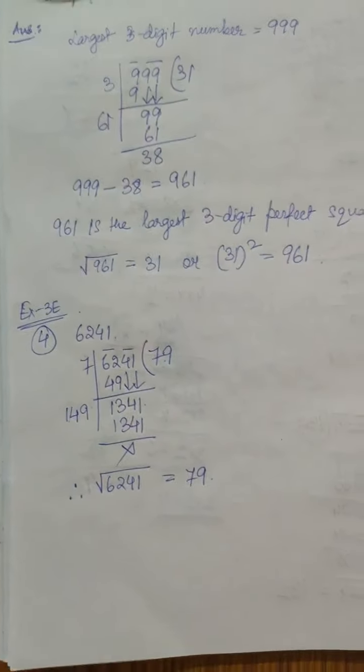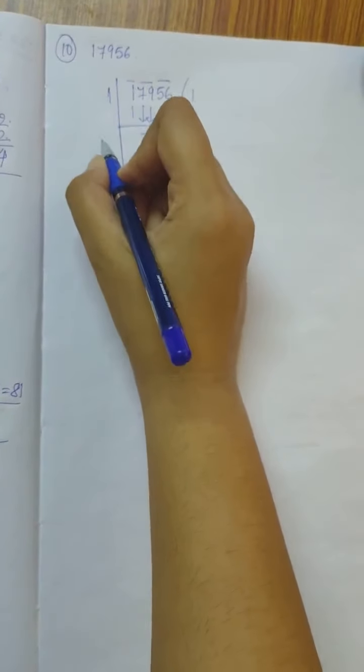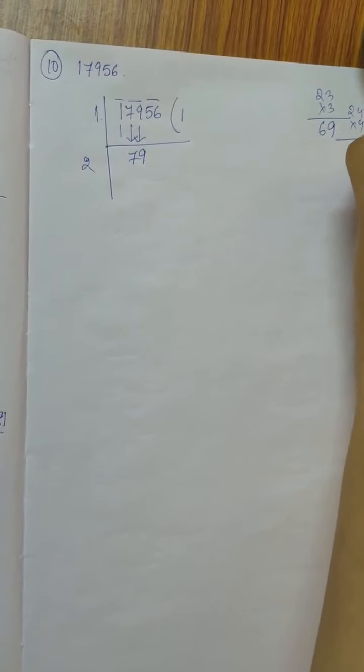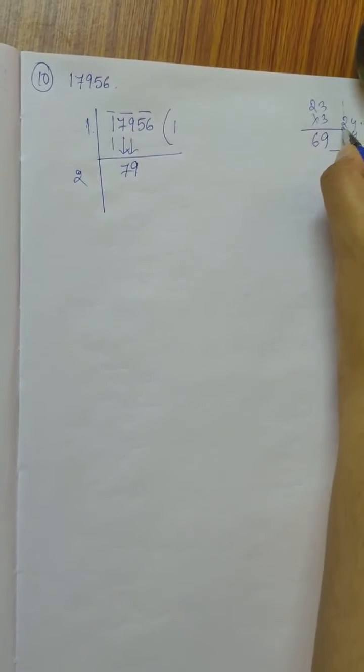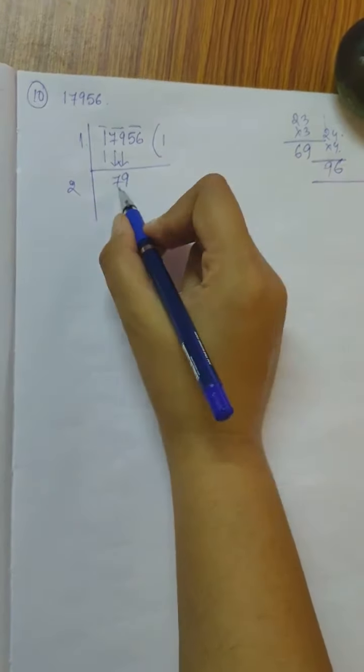So 79 comes down. Then we will double 1. So double of 1 is 2. Now if we try with 2, 23 into 3 gives us 69. So after this, 24 into 4 will give us how much? 4 into 4 16, carry 1. 4 into 2 8 plus 1 is 9. So this is 96, that is greater than 71. So we will have to take 23 into 3, 69. So the remainder is 10, and this 56 now comes down together.